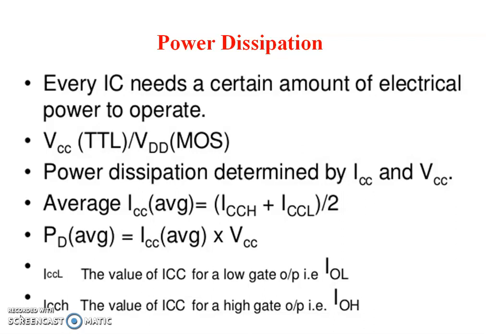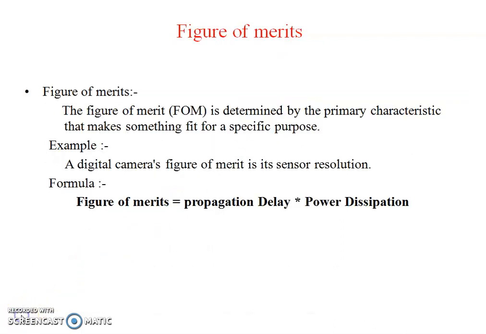So it is always an advantage that power dissipation is less. Got it? How to calculate the power dissipation? Next characteristic is figure of merit. The figure of merit is determined by the primary characteristics that make something fit for a specific purpose.